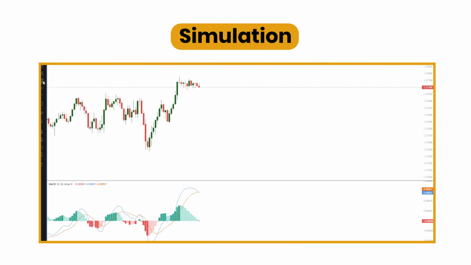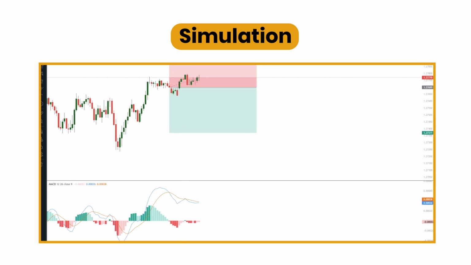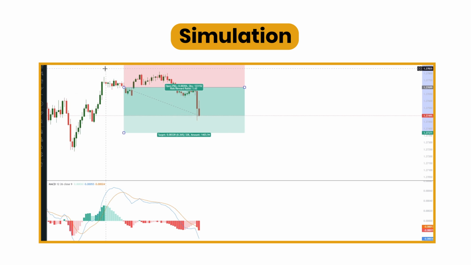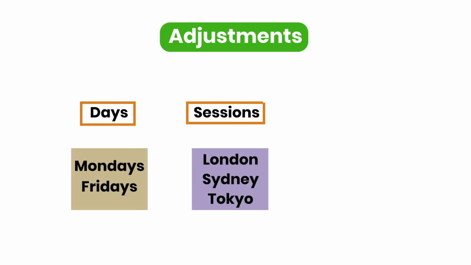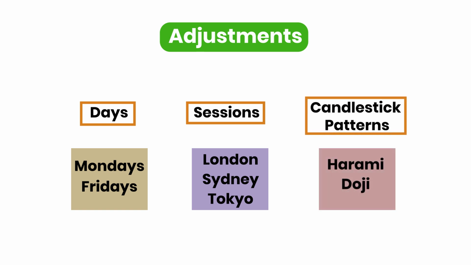The other is simulation, where you use trading simulators or demo accounts to paper trade and test your strategy in real time without risking money. After backtesting, you make adjustments. During backtesting, you might realize that certain parameters need adjustments. Some days may not be suitable for that strategy. Some opening and closing sessions may also not be suitable. Some candlestick patterns will be stronger than others. Be patient and tweak as necessary.